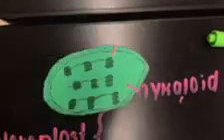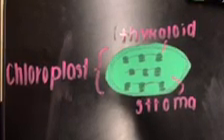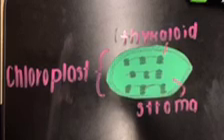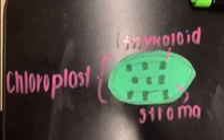Here we have our little buddy, the chloroplast. The chloroplast is made of two parts, the thylakoid and the stroma, the two locations of photosynthesis. The light reactions take place in the thylakoids, while the Calvin cycle takes place in the stroma.